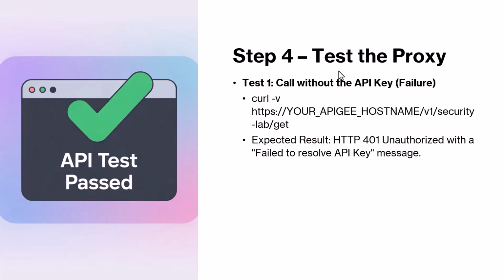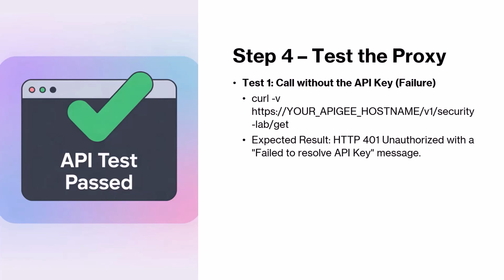Now lastly, we will test the proxy. Now we'll call without the API key for the failure test. Okay, so this is the curl command, and when I execute this command, I'll expect the result to be 401 unauthorized with a failed to resolve API key message. Now this is the moment of truth. Let's confirm our security is working by making a call without the API key. Okay, so let's do it.